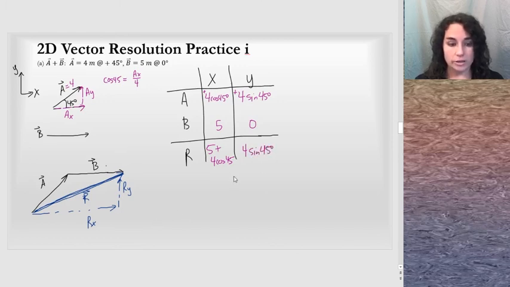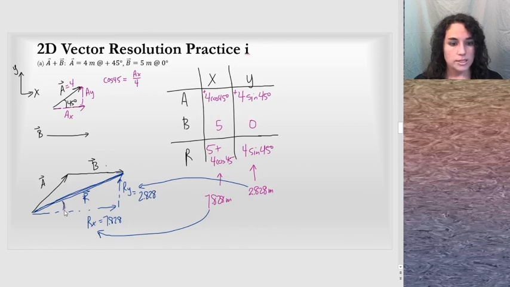When I calculate these values, this is 7.828 and this is 2.828 meters. Okay, when I write this in, that's this component and that's that component. 7.828, 2.828. Notice now I can calculate the magnitude of R and I can calculate the angle of R, right? We want to find a magnitude and a direction. Always magnitude and direction. The magnitude of R isn't too bad, and I'll do that over here.